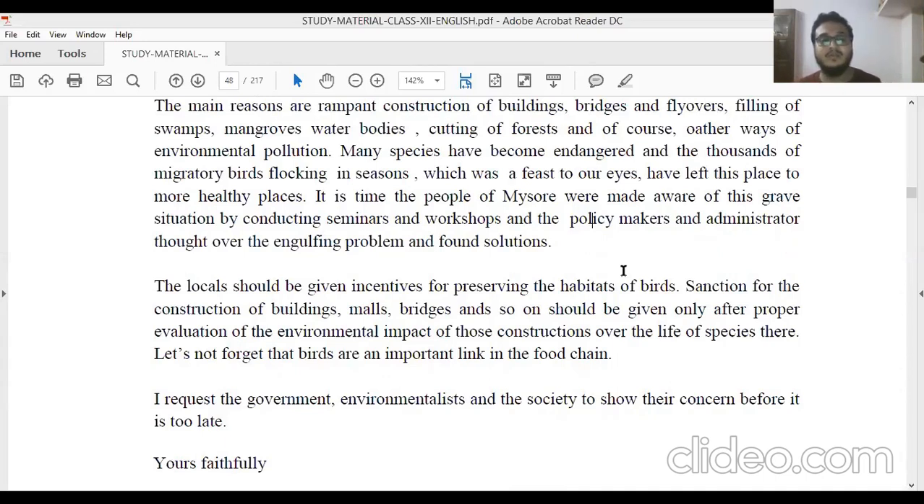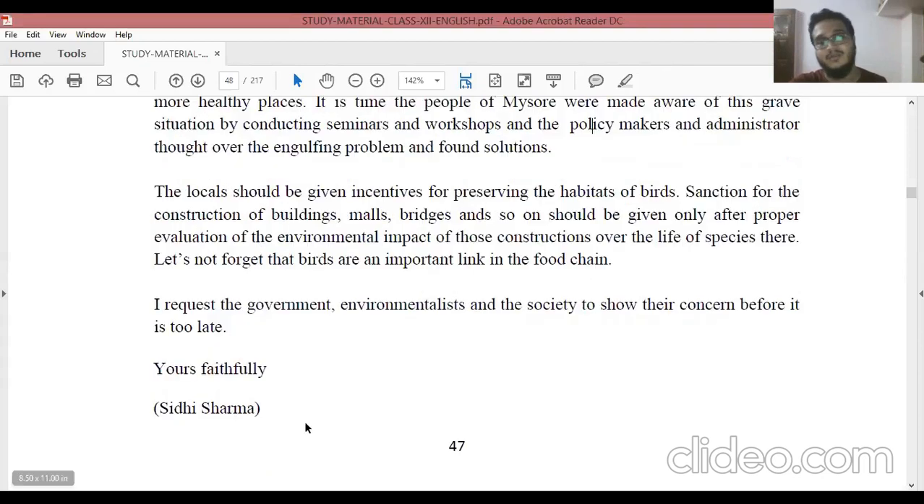Let's not forget the birds are an important link in the food chain. You remember, students, the biology topic you've read, the food chain. So this is showing the importance of the link. And the last line: I request the government, environmentalists, and the society to show their concern before it is too late. Yours faithfully, Siddhi Sharma. Full name.